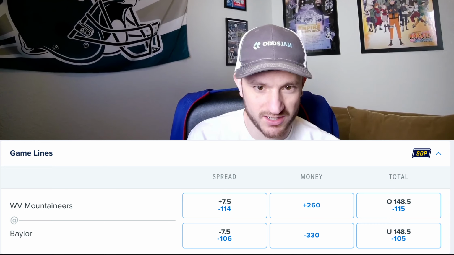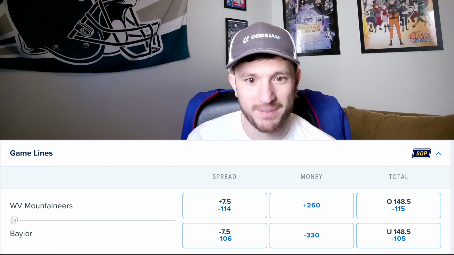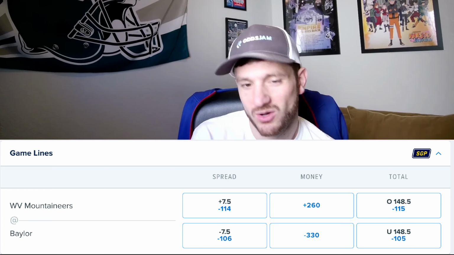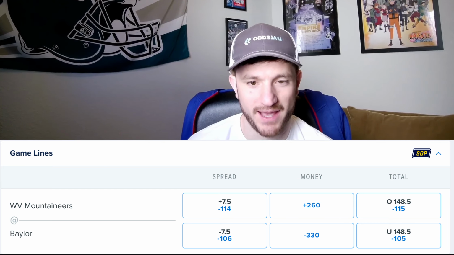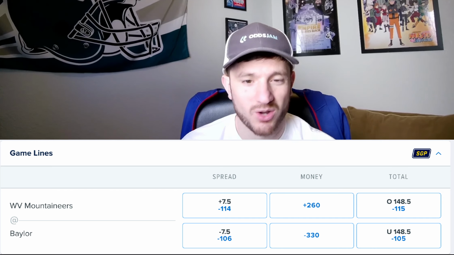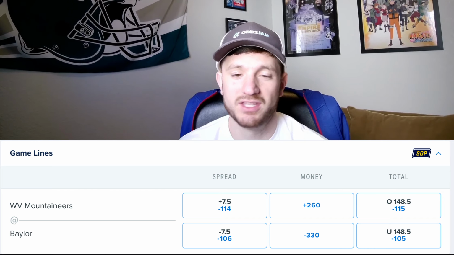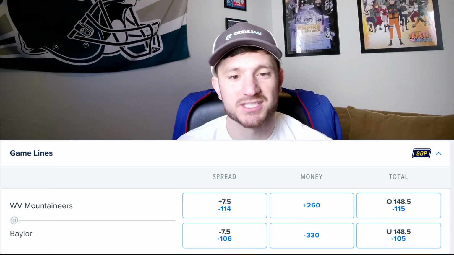Conversely, for the underdog, in this case West Virginia, they could either lose by 7 or fewer points, or they could win straight up. So that's how the spread bet works. You're either betting on how much you think a favorite is going to win by, or if you think the underdog is going to keep it closer than the spread dictates, you would take a spread bet.